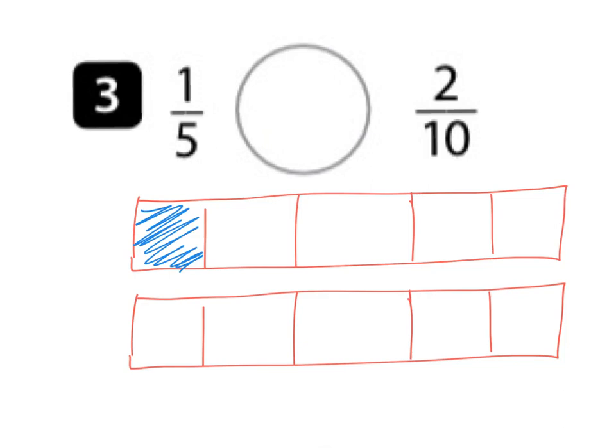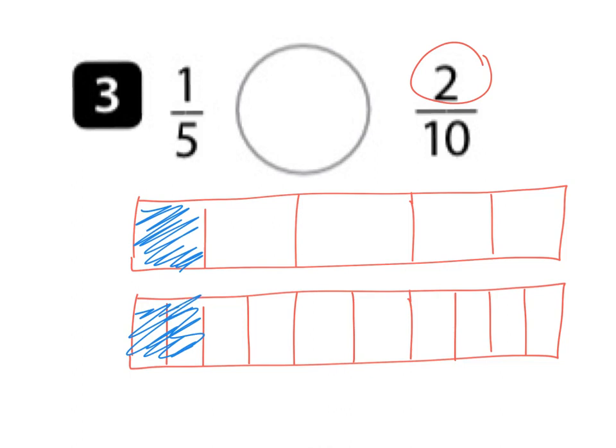All right, and then the second one, I'm going to go ahead and split into tenths. So there's going to be a total of 10 equal pieces. 4, 5, 6, 7, 8, 9, 10. All right, and then I'm going to fill in 2 tenths. There's 1, 2, and you can see both of these are exactly the same. So 1/5 is equivalent to 2/10.